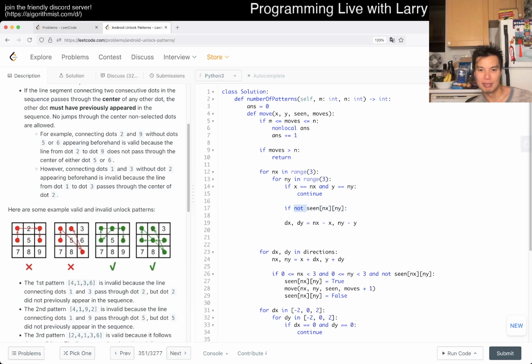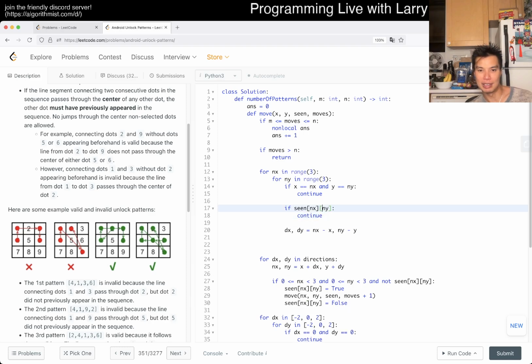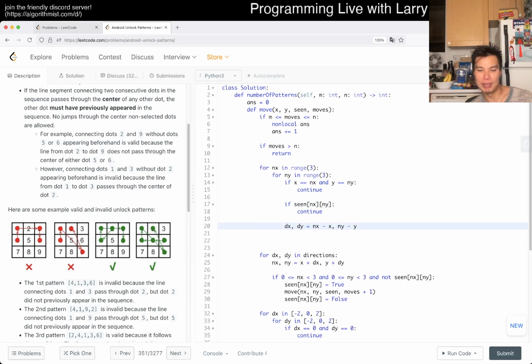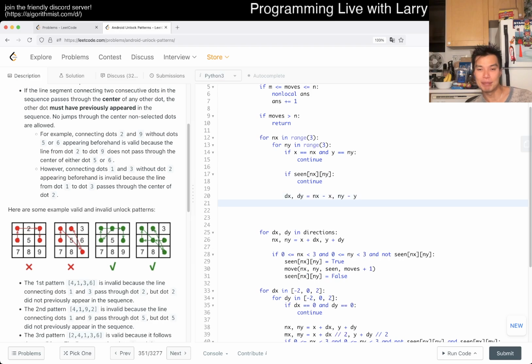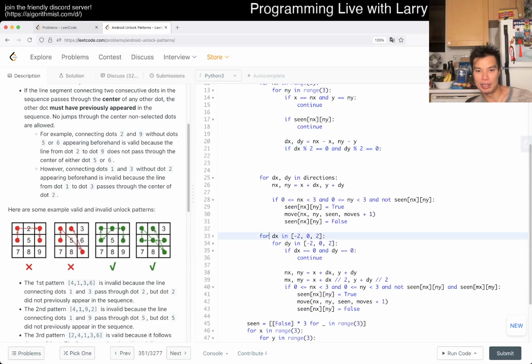Because we've already seen this, or we already made that move. So then now dx dy is equal to this thing, right? Which is that if dx mod 2 is equal to 0 and dy mod 2 is equal to 0, this is so that we check the middle point like we do here, right?